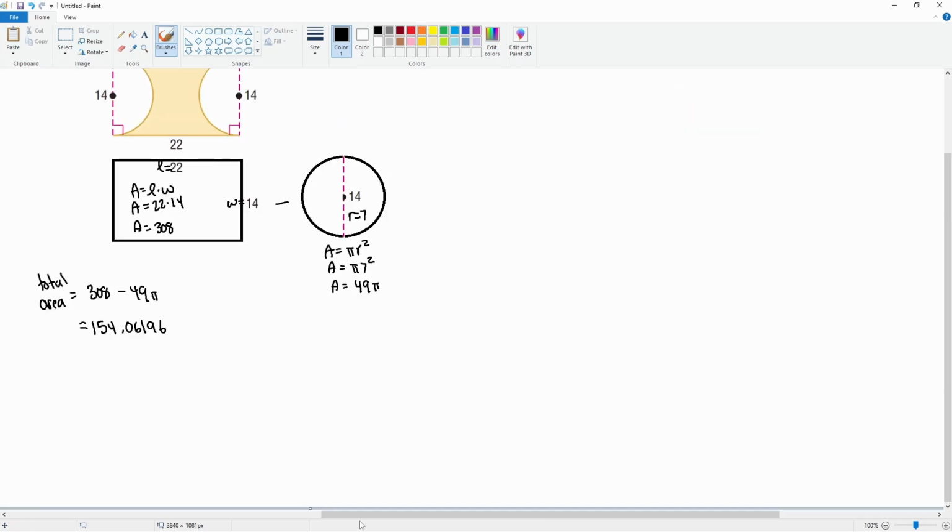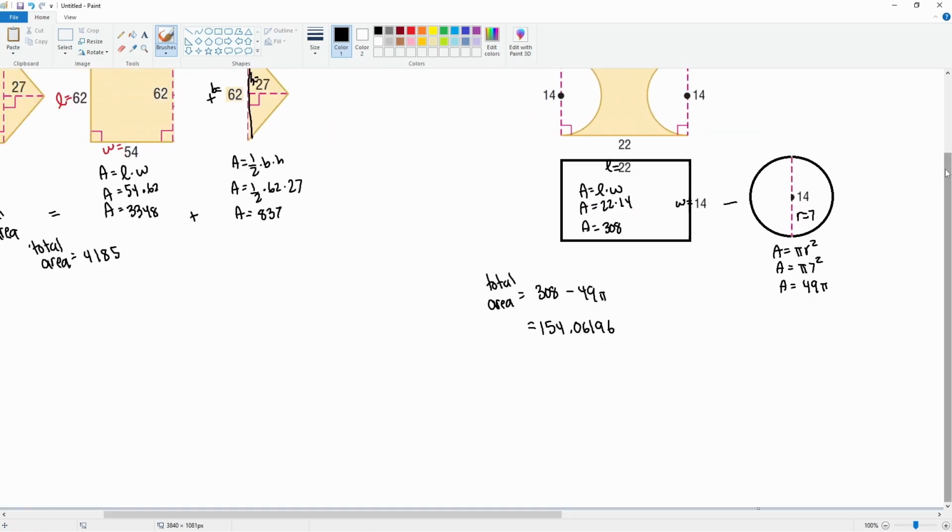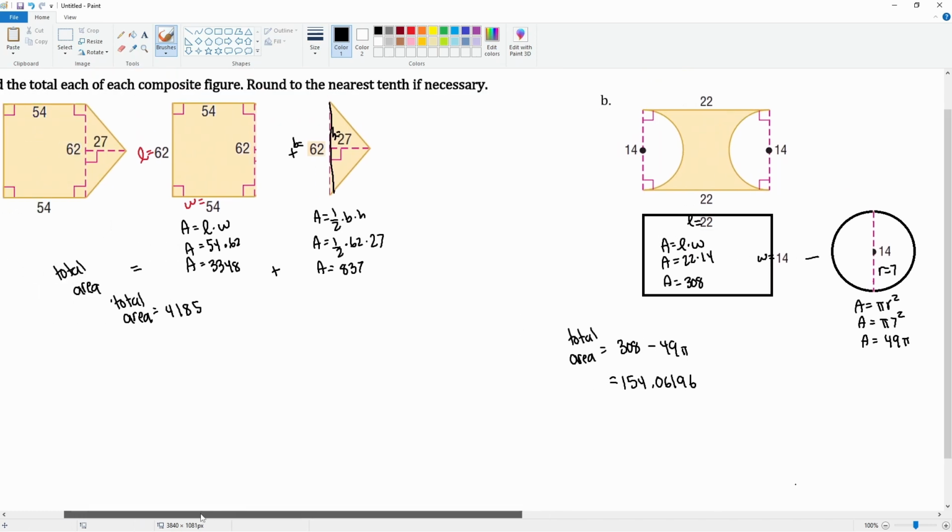The difference between these two problems is A, I'm adding the pieces together, but B, it's one large rectangle minus one circle. Or you can minus two semicircles. It would be the same answer.